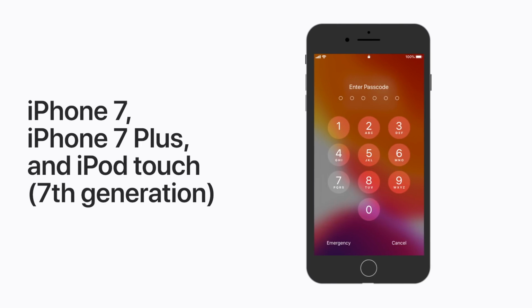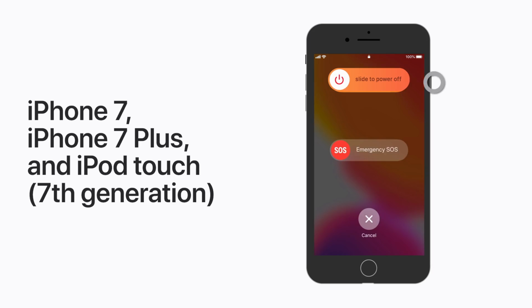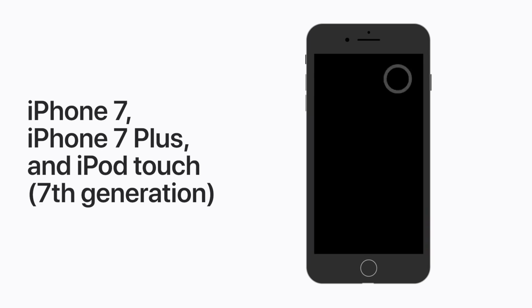On an iPhone 7, iPhone 7 Plus, or a 7th generation iPod Touch, press and hold the side button or the top button until the power off slider appears. Then, turn off your device. Hold the volume down button and then connect your device to your computer. Make sure to keep holding the volume down button until you see the recovery mode screen. This may take a moment or two.